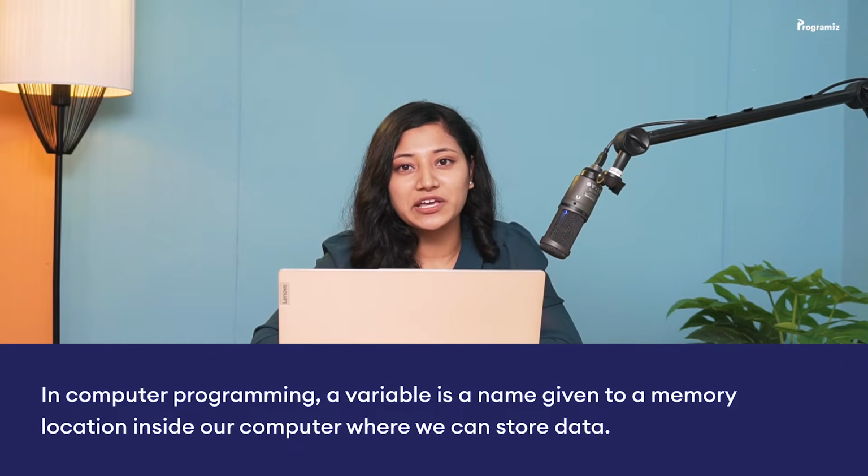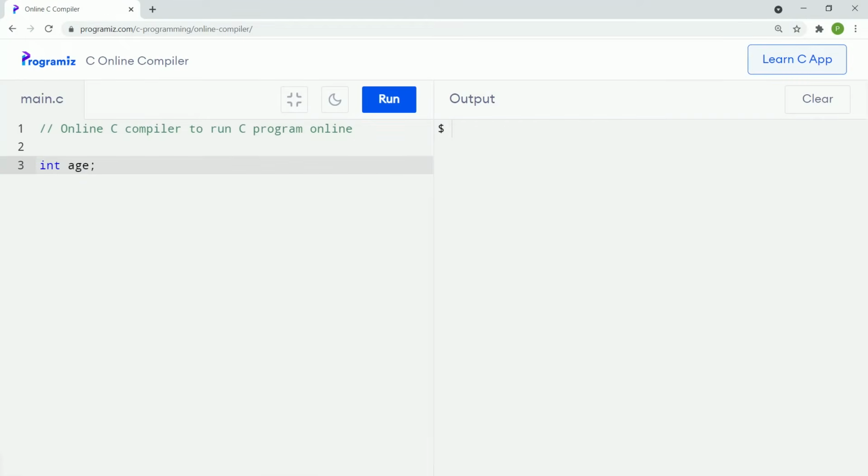In computer programming, a variable is a name given to a memory location inside our computer where we can store data. Let me give you an example. I will go to my compiler. Here you can see int is. Here the name of the variable is, and to create this variable we use this keyword int. This int keyword is a data type which indicates that the variable can only store integer values. In C programming, every variable must have a type like this, int. We will learn about these data types in detail in the next video, and in this video we will continue using int to create our variables.